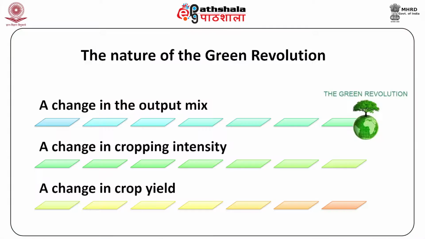in LDCs. It is useful to note at this stage that there are at least three elements of a change in yield in agricultural crop per unit of land heralding GR. These are a change in the output mix, a change in cropping intensity, and a change in crop yield.